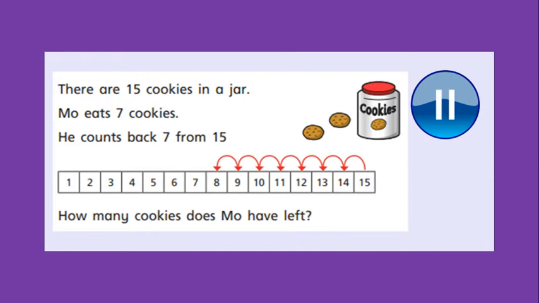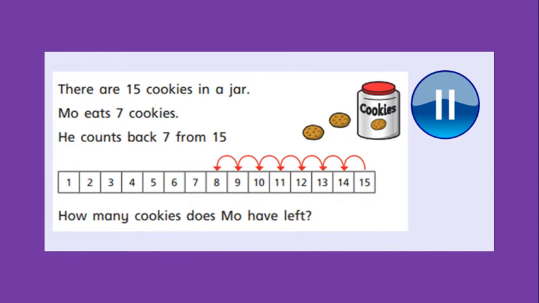Okay then, so let's have a little look at subtraction and at the same time crossing 10, which can sometimes be a bit confusing, but let's have a look. It says there are 15 cookies in a jar. Here's our 15 on the number track. Mo eats 7 cookies, which is why there are 7 jumps back, because Mo's taken 7 cookies, he's eaten them. So he's eaten 1, 2, 3, 4, 5, 6, 7. He's eaten 7. And then the question is, how many cookies does Mo have left?